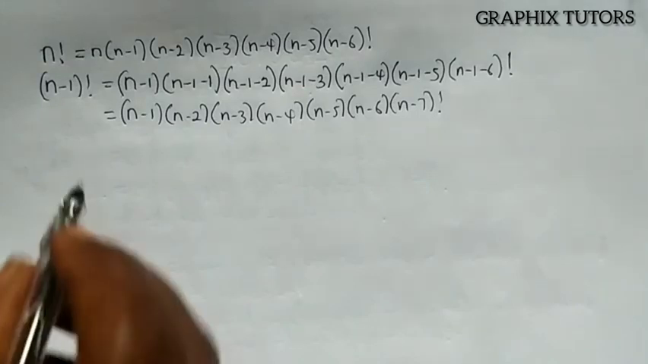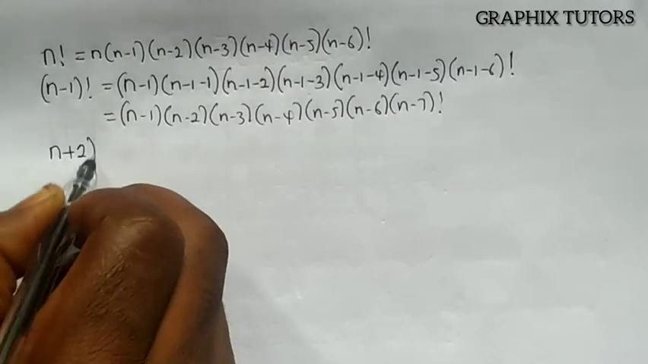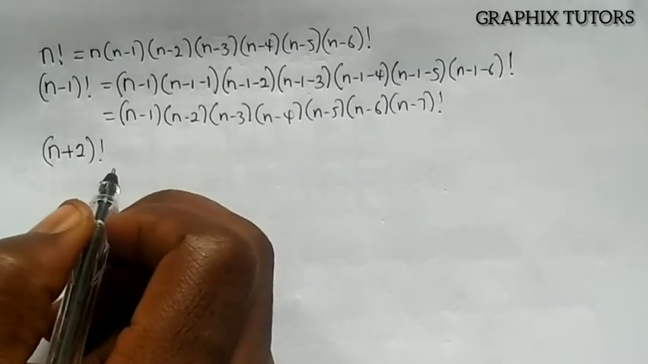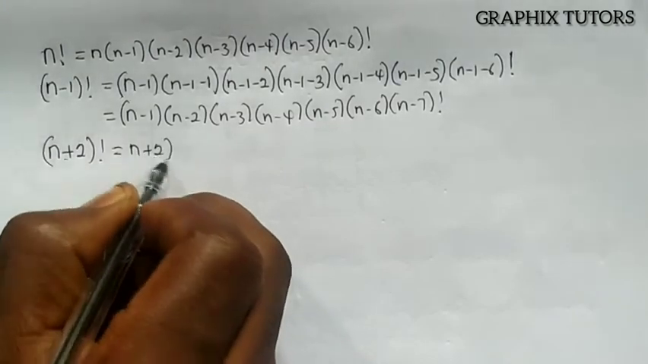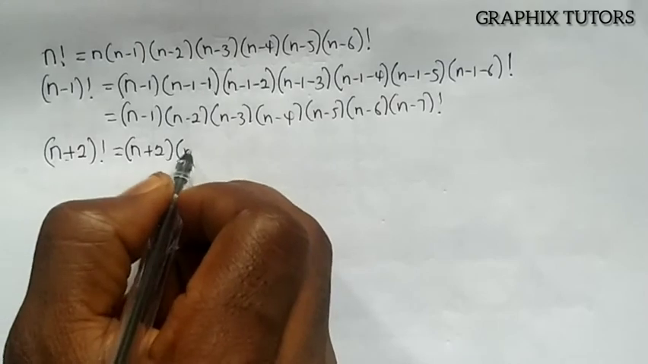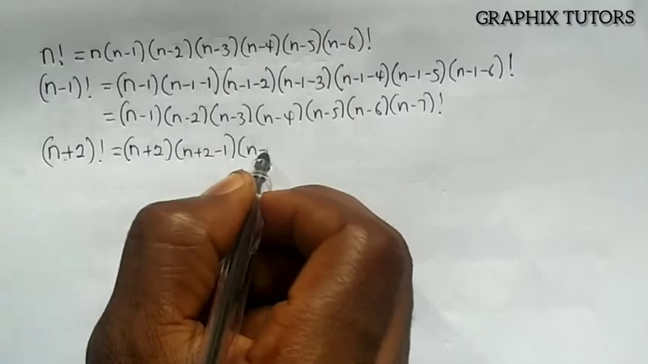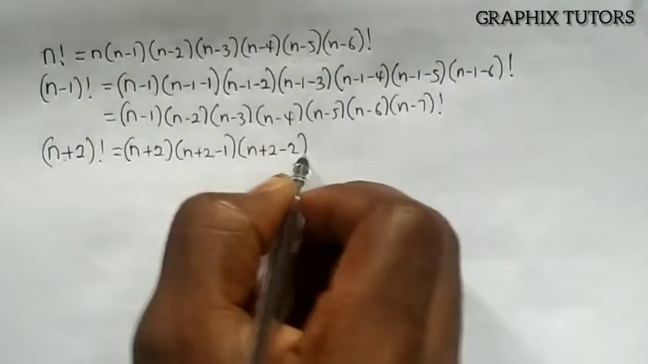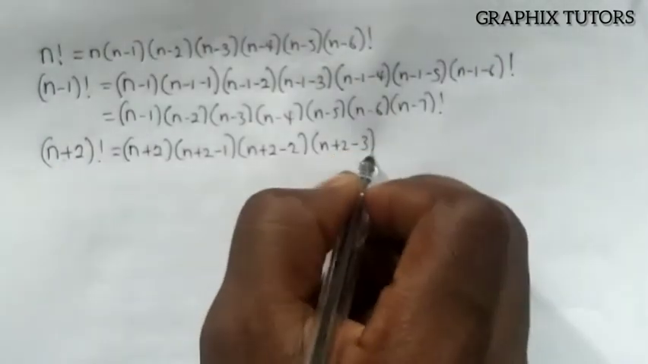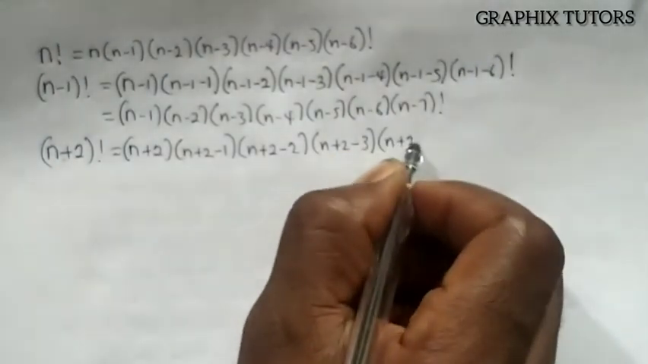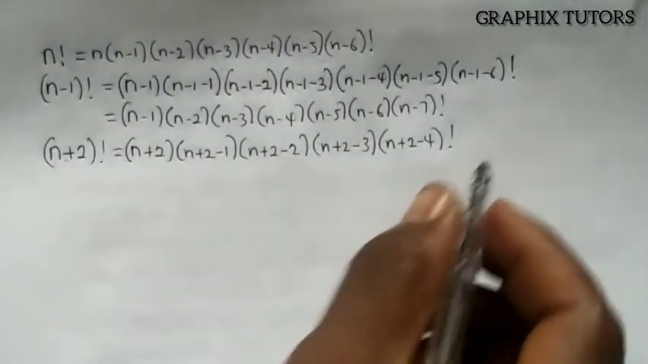What about if I have n plus 2 factorial? I'll start with the value itself, n plus 2, then I'll continue moving: n plus 2 minus 1, subtracting 1 at every instance, n plus 2 minus 2, n plus 2 minus 3, n plus 2 minus 4, till infinity. Anyway, I stop, I put bracket there, factorial there.